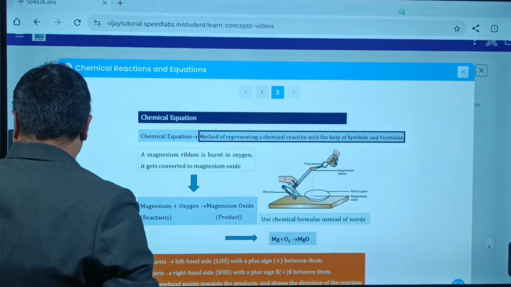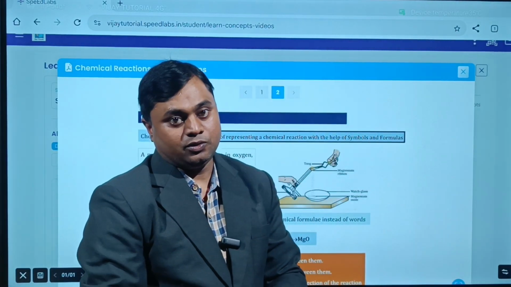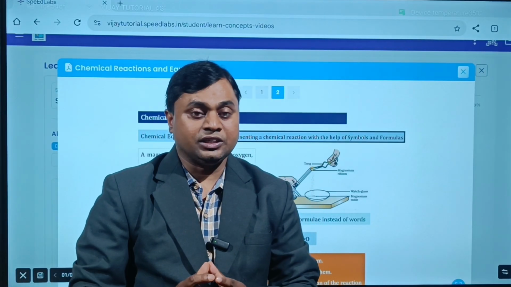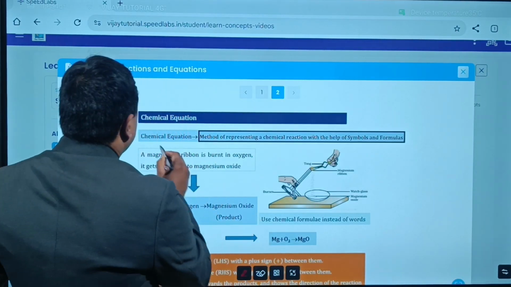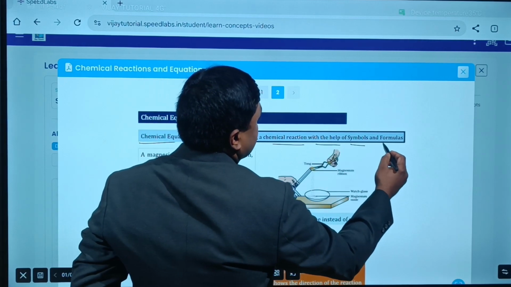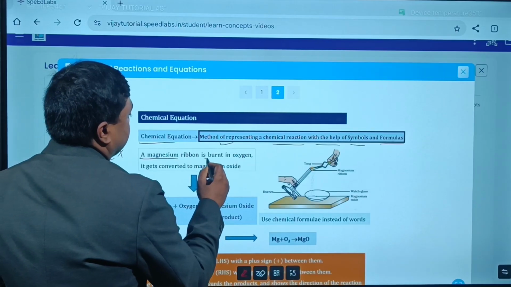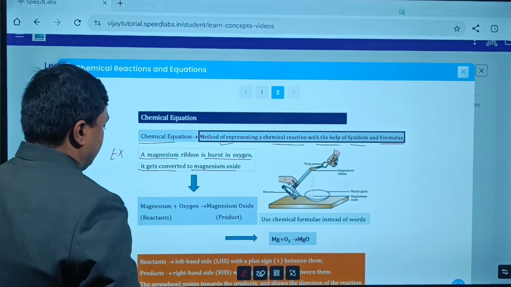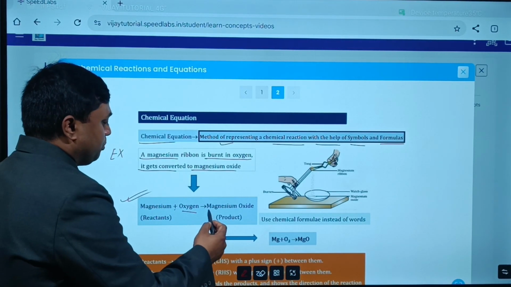A chemical reaction is represented in the form of a chemical equation, where whatever elements or compounds are involved during the process, we represent in the form of a chemical equation. So what is a chemical equation? The method of representing a chemical reaction with the help of symbols and formulas. For example, a magnesium ribbon is burnt in oxygen, it gets converted into magnesium oxide. So here we can write a word equation: magnesium plus oxygen gives you magnesium oxide.